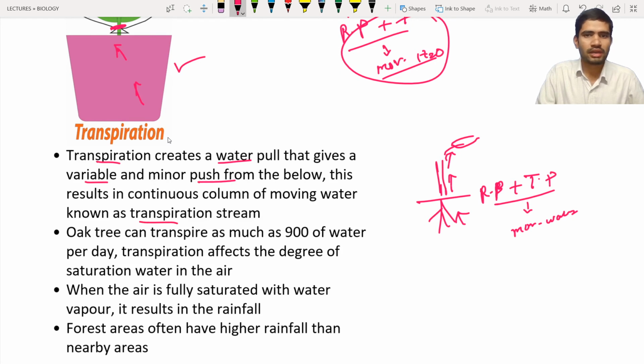So this is known as a transpiration stream. What is a transpiration stream? The stream of water which is created due to the transpiration in the stem is known as a transpiration stream. Stream is nothing but the movement of the water. Continuous flow of the water is known as a stream. So the stream is created due to the transpiration effect. Hence we call it a transpiration stream.